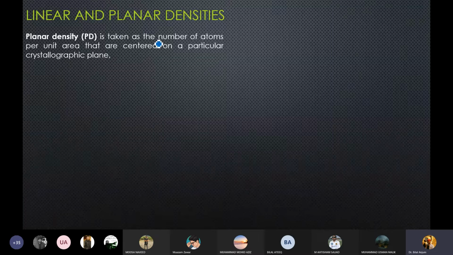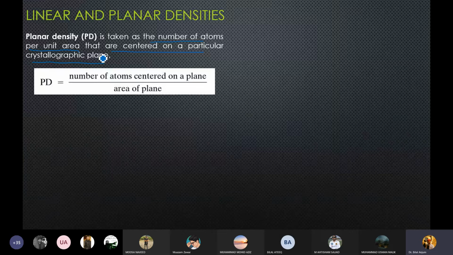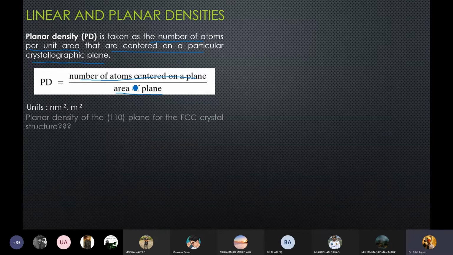Planar density is taken as the number of atoms per unit area that are centered on a particular crystallographic plane. And this formula is the number of atoms centered on a plane divided by the area of the plane. Units are atoms per meter square or atoms per nanometer square.